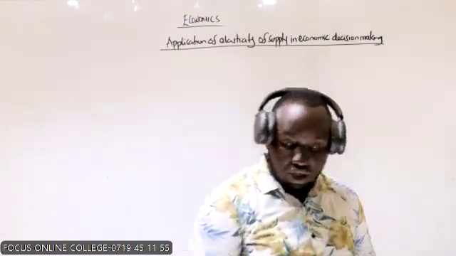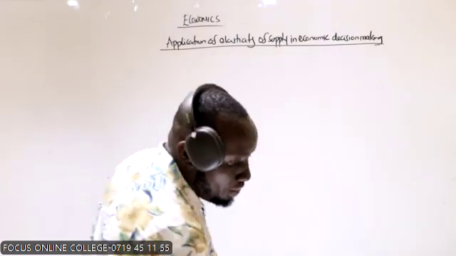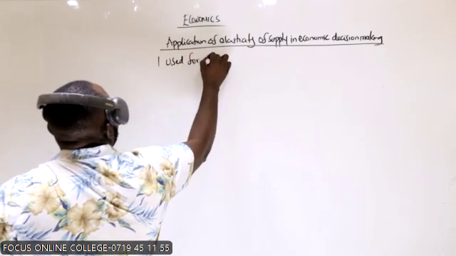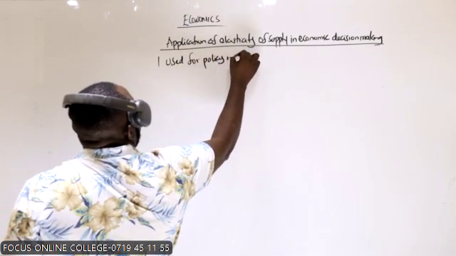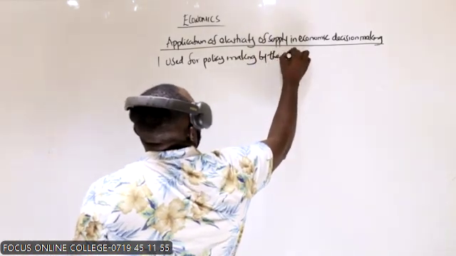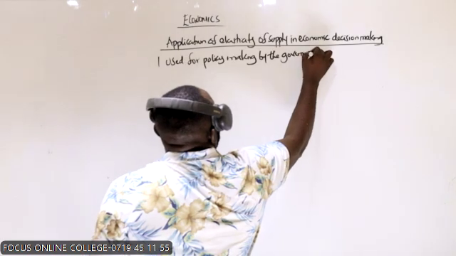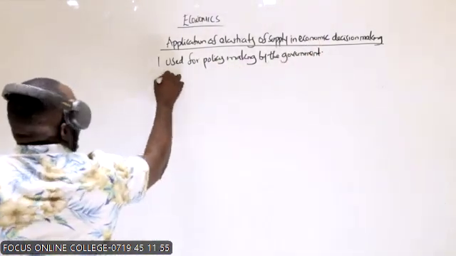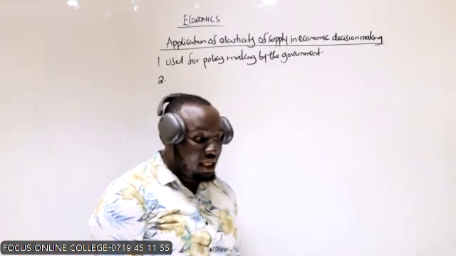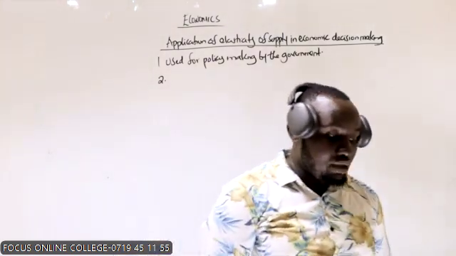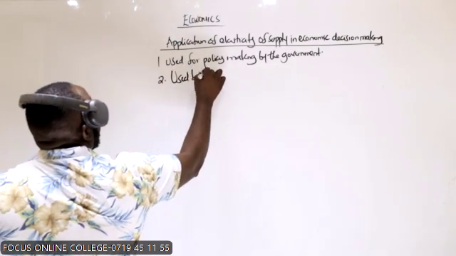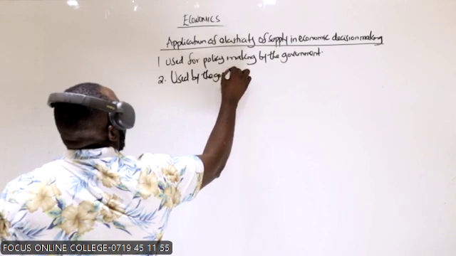So number one, it is used for policy making by the government. Then number two, it is used by the government for budgeting.